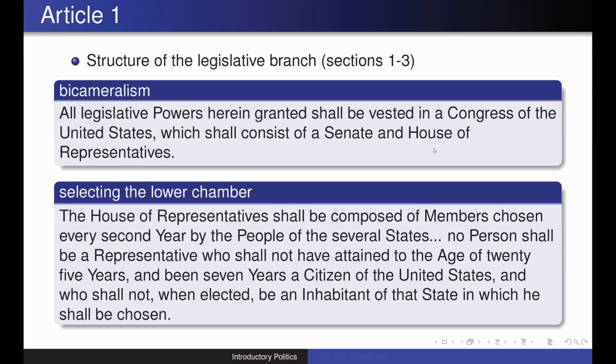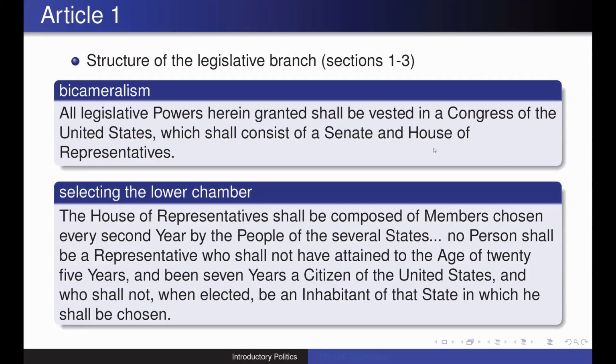This is by the people of the several states. They are chosen by the people of the several states. We get to elect our representatives in the House of Representatives. This other phrase, chosen every second year, identifies the length of the representative's term. So when it says that members are chosen every second year, what this means is that each member of the House of Representatives serves a 2-year term of office.